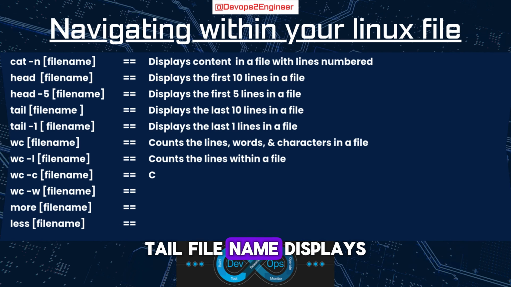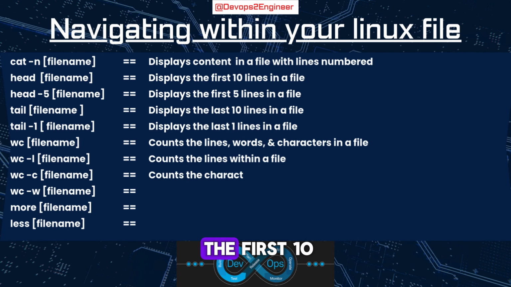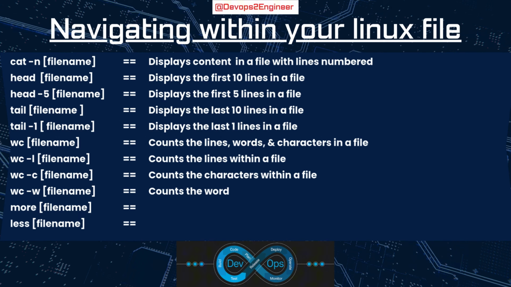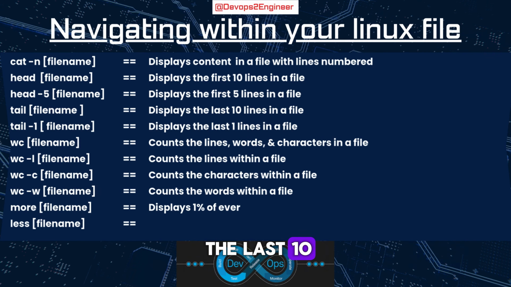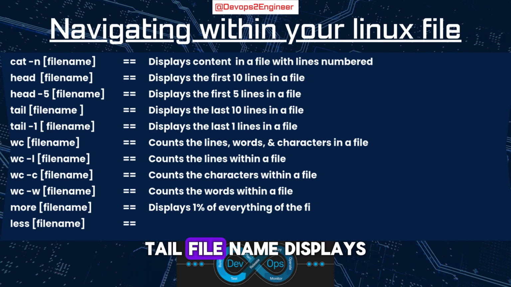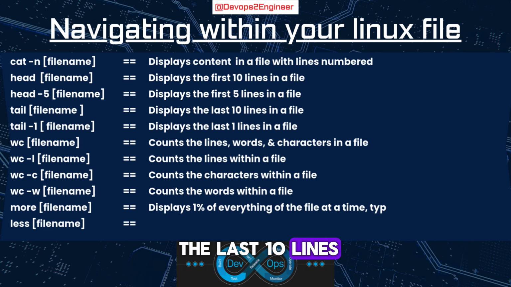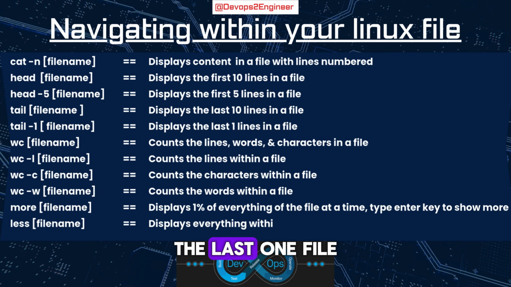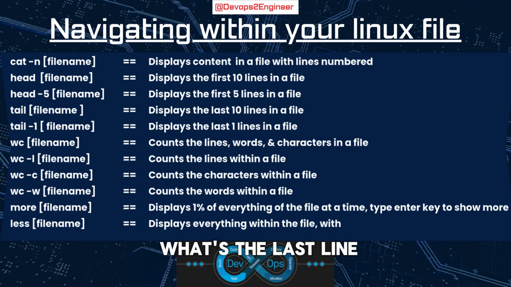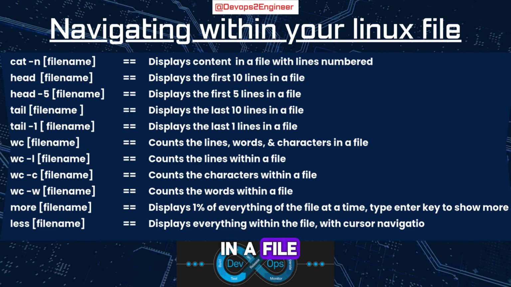tail filename displays the last 10 lines in a file. tail -1 displays the last line in a file.